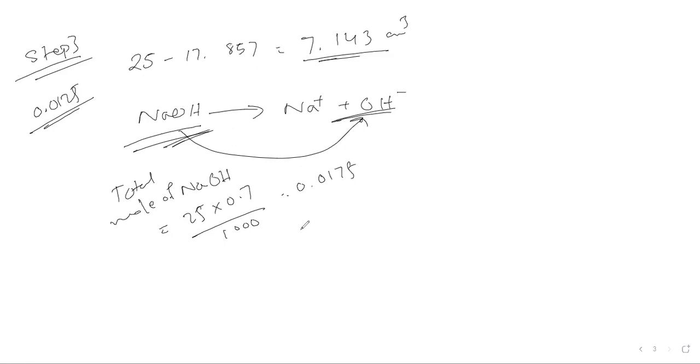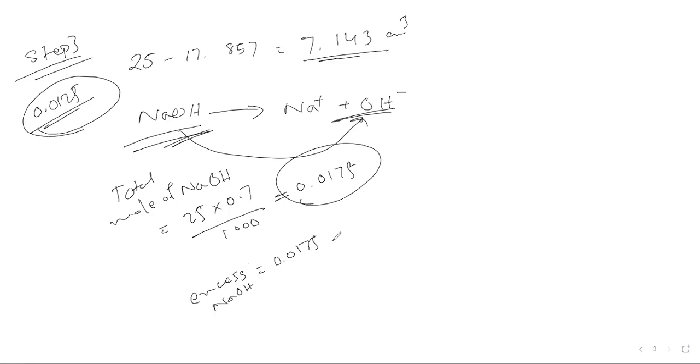So that means now the excess mole of sodium hydroxide is the difference between these two, the total and the amount being used. So excess is equal to 0.0175 minus 0.0125, which should give us 0.0050, isn't it? Yes. So now we have the amount of sodium hydroxide in excess, that portion which is in excess, 0.005.